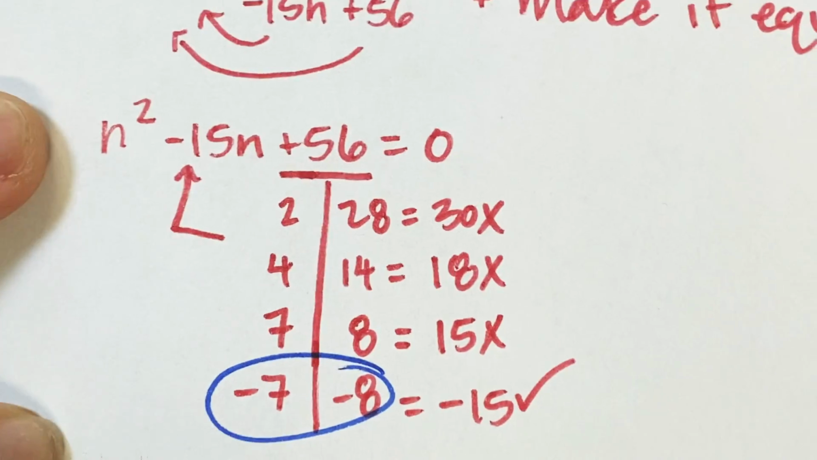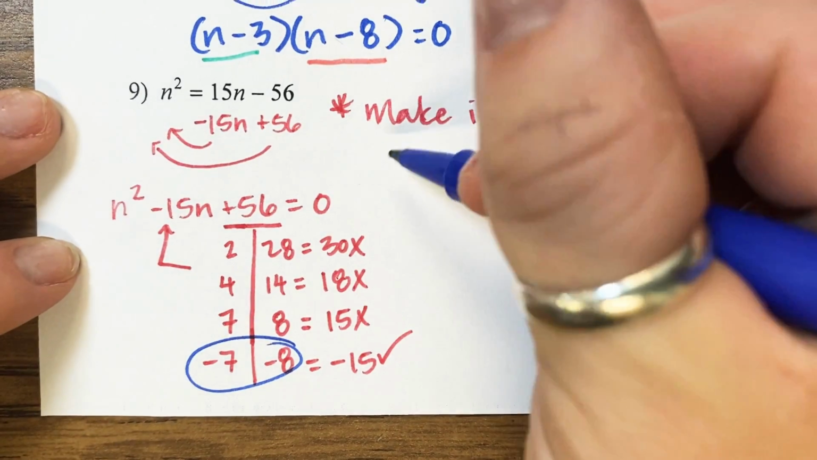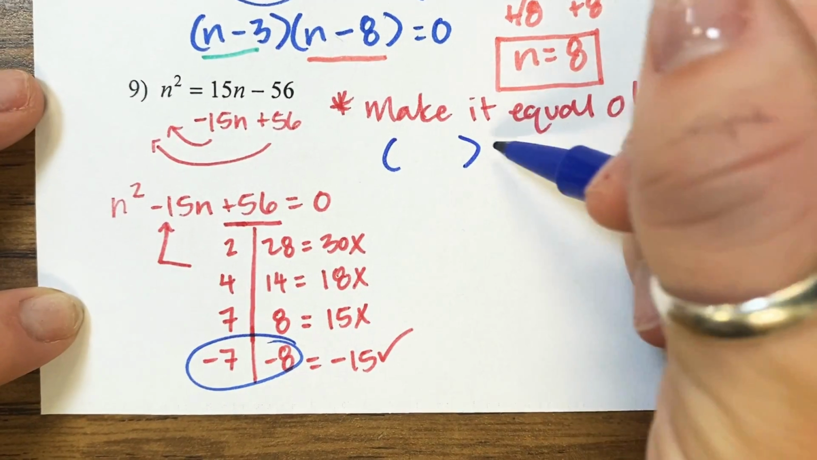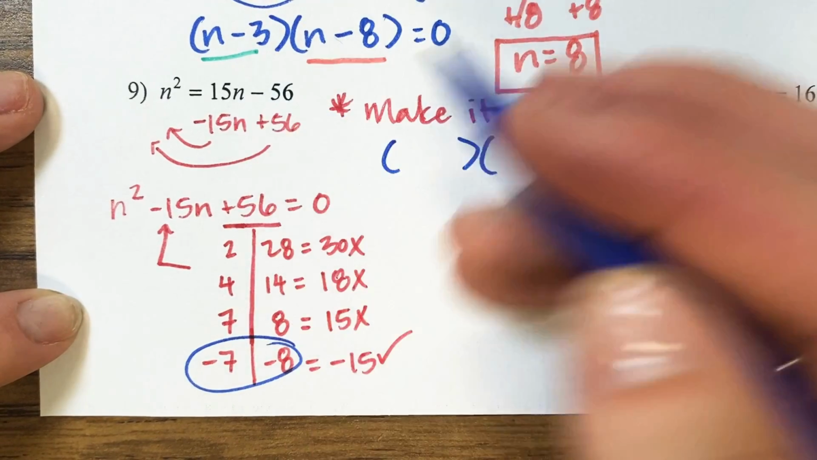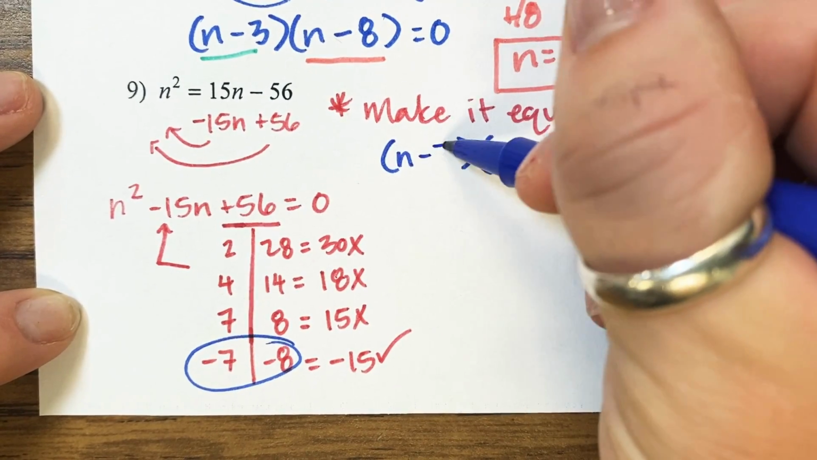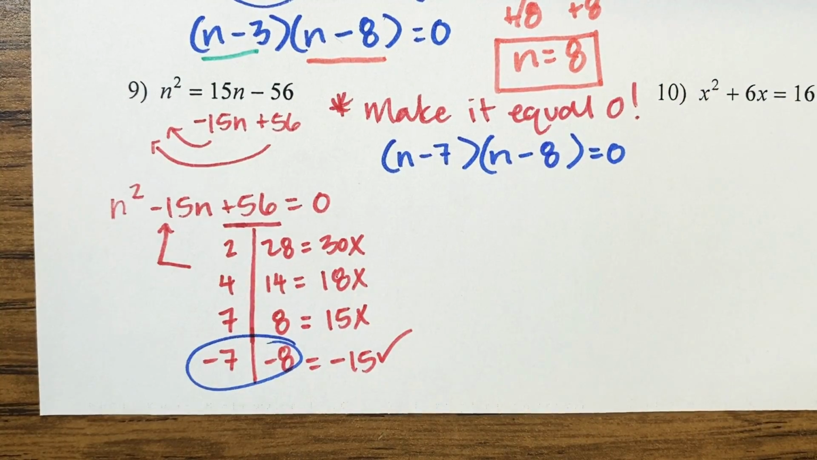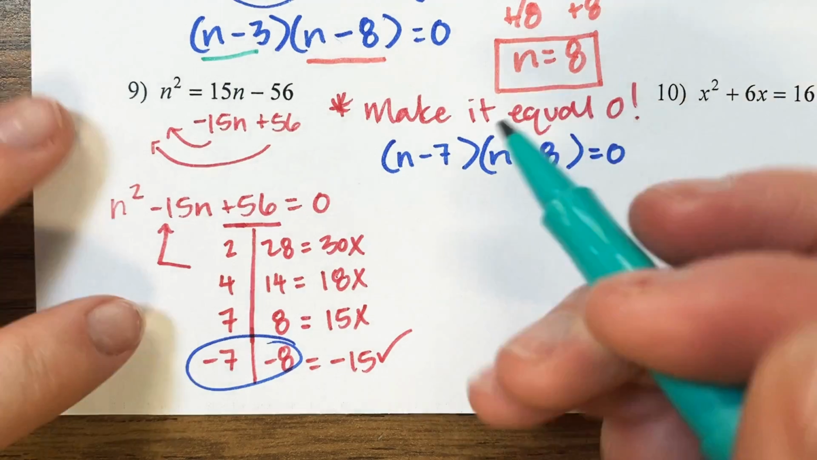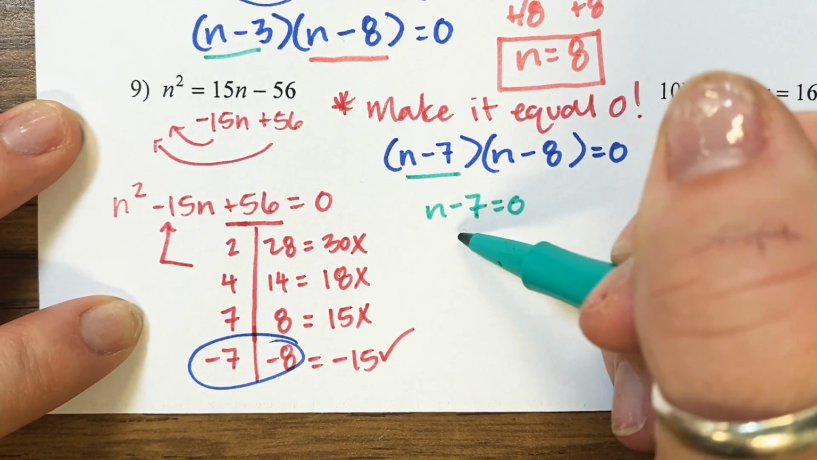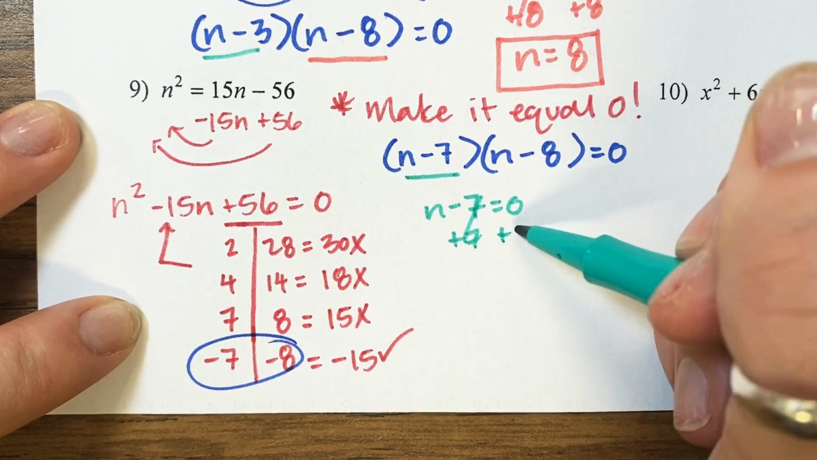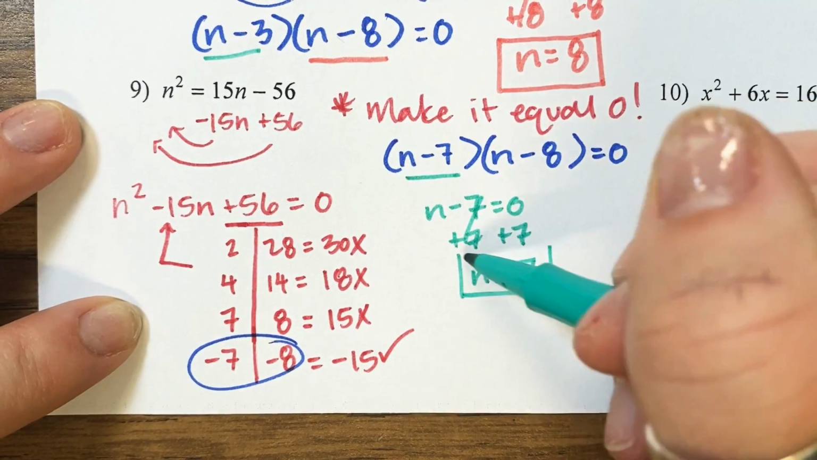I'm going to zoom out for you so you can see the whole thing. I'm going to write it in my parentheses. It all equals 0, remember, so I have n minus 7 and n minus 8. Now I can just take each piece and solve. So let's take n minus 7, set it equal to 0 and solve. Add 7 to both sides. Our first answer is positive 7.